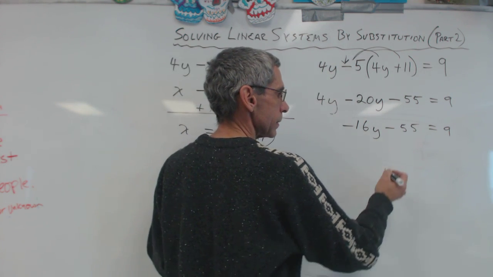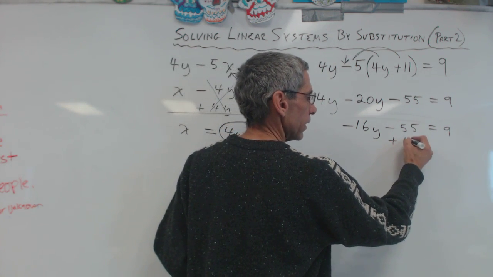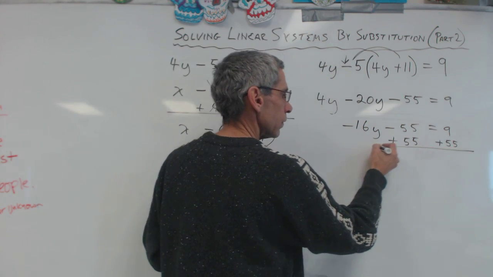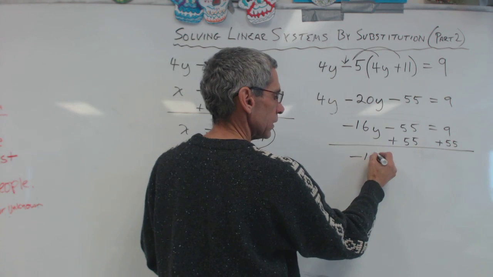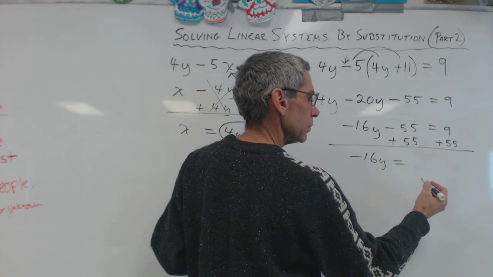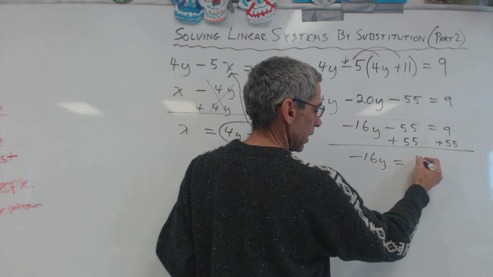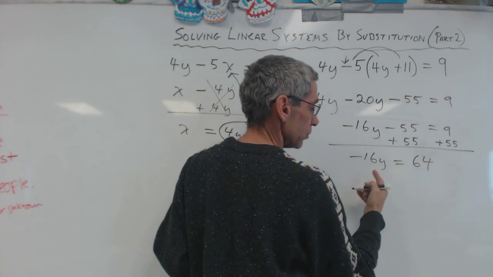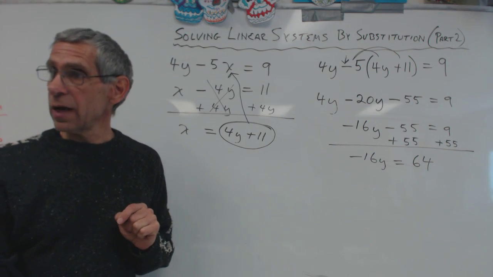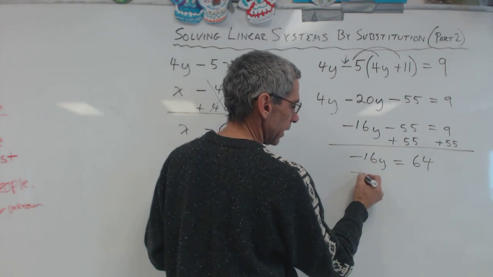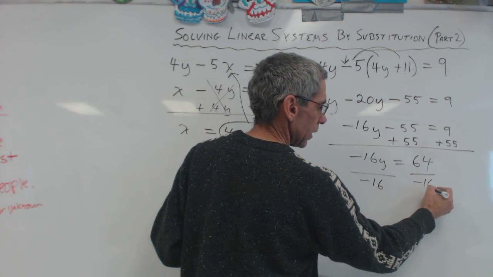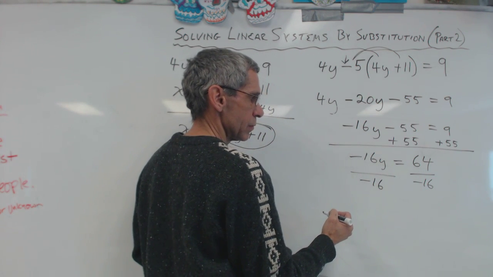Now what would I do? Add 55 to both sides. Add 55 to both sides, good. So I've got negative 16y is equal to 74? No, wait, no. 64, right? Am I right? Yeah. 16 goes into 64 evenly, 4 times, right? So if I divide both sides by negative 16, wait, is it positive or negative?